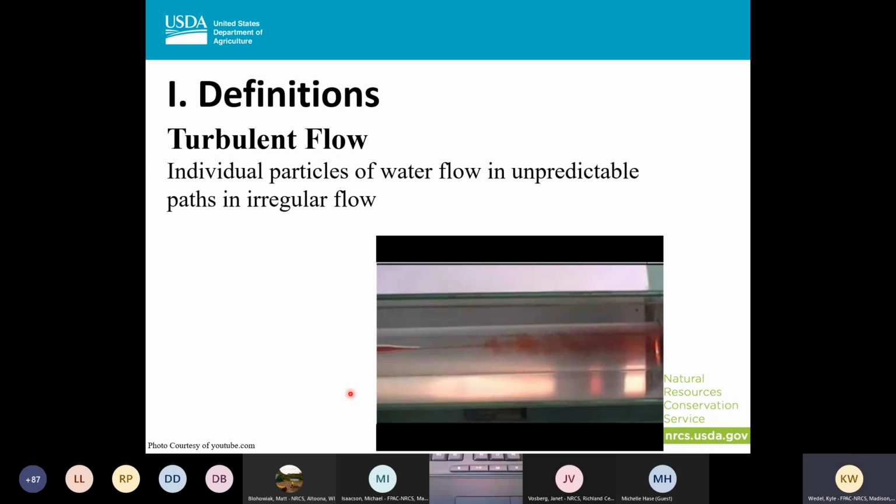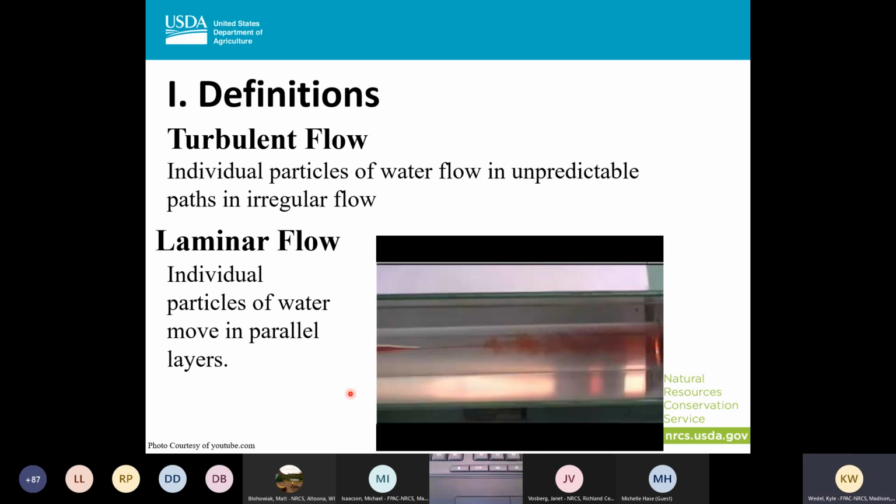So some definitions: turbulent flow is when individual particles of water flow in unpredictable paths in an irregular flow. Laminar flow.